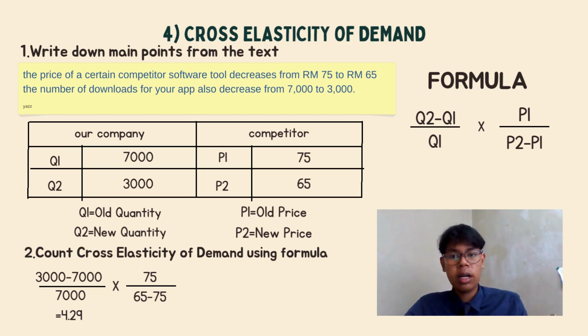Next step is count cross elasticity of demand using the formula. So the formula is (Q2 minus Q1) divided by Q1, multiplied by P1 divided by (P2 minus P1). Alright, so just use the information above and use it in the formula. (3,000 minus 7,000) divided by 7,000, multiplied by 75 divided by (65 minus 75), equals 4.29.